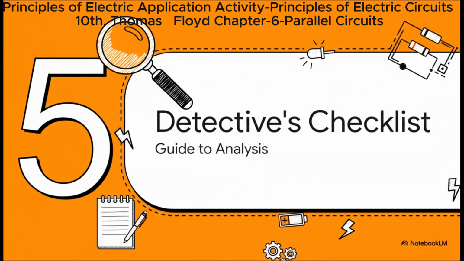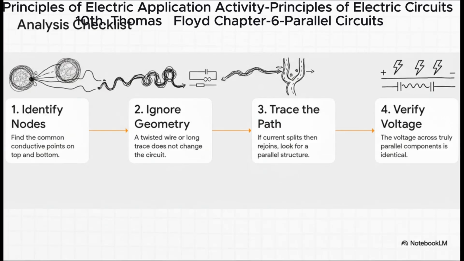All right, to pull this all together, let's create a simple checklist, something you can actually use every single time you look at a new circuit. Here it is, the detective's checklist. 4 simple steps. First, identify your nodes. Find those common areas of connection. Second, and this is a big one, ignore the geometry. Just pretend it doesn't matter where things are placed. Third, trace the path. If the current splits up and then comes back together at another node, you've found a parallel circuit. And finally, step 4, verify it. Don't just trust your eyes. Grab a voltmeter. If they're really in parallel, you'll measure the exact same voltage across every single one.